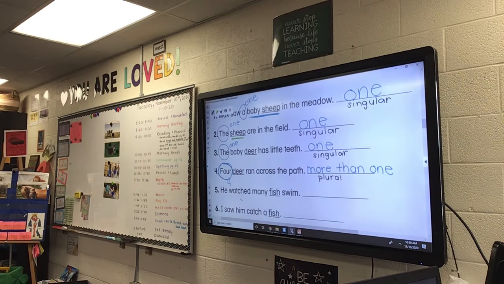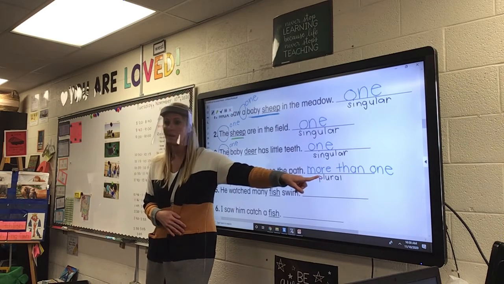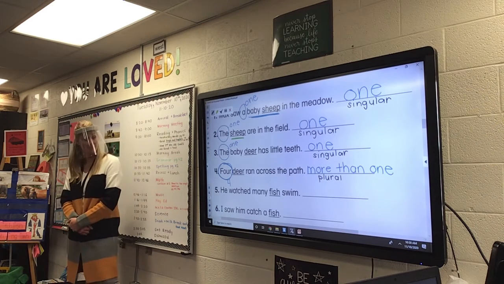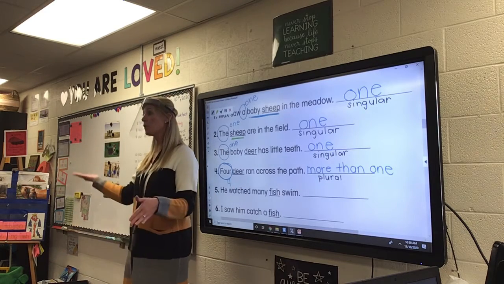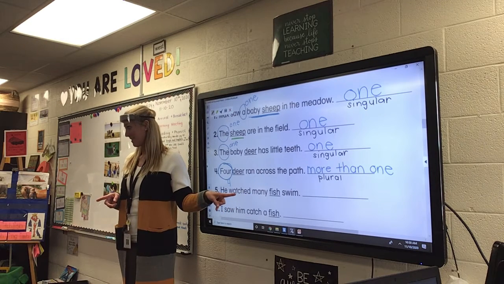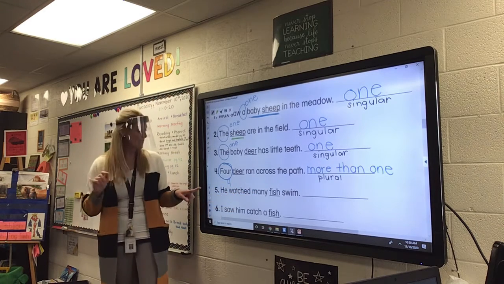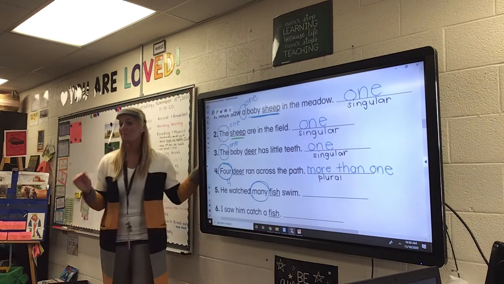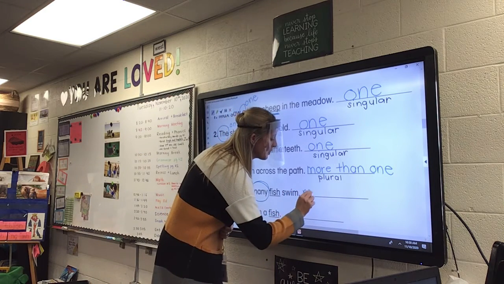Okay, number 5. Libby, would you read number 5? He watched many fish swim. Now, fish can be plural or singular, but there's a key word in front of it, Libby. What's the word? Many. When we're talking about many, we're talking about more than one. So I'm going to circle many. So sometimes you have to look in front of the noun. So many means more than one, or it's plural.